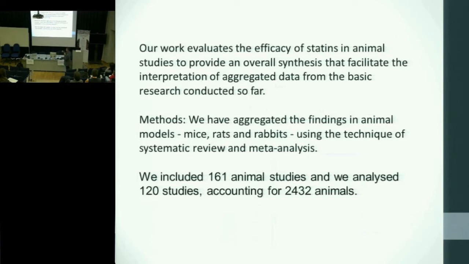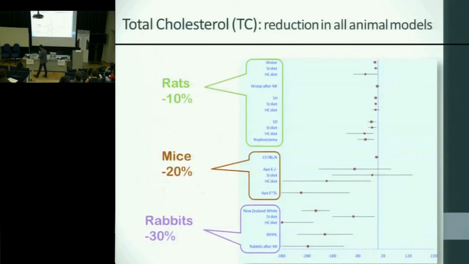But in one block, so this is the number that we have at the end, okay? These are the results, okay? So now what you are seeing is that every point is not a single study, but is already the meta-analysis, okay? So you see the average effects in rats is minus 10%, in mice is minus 20%, and in rabbits is minus 30%.